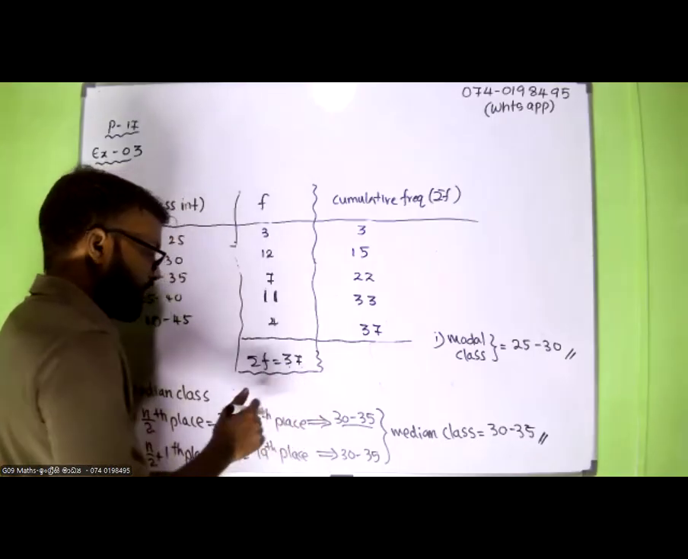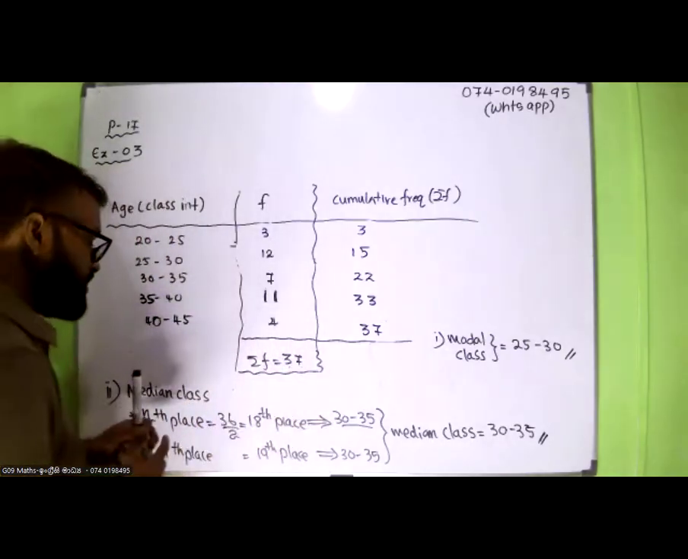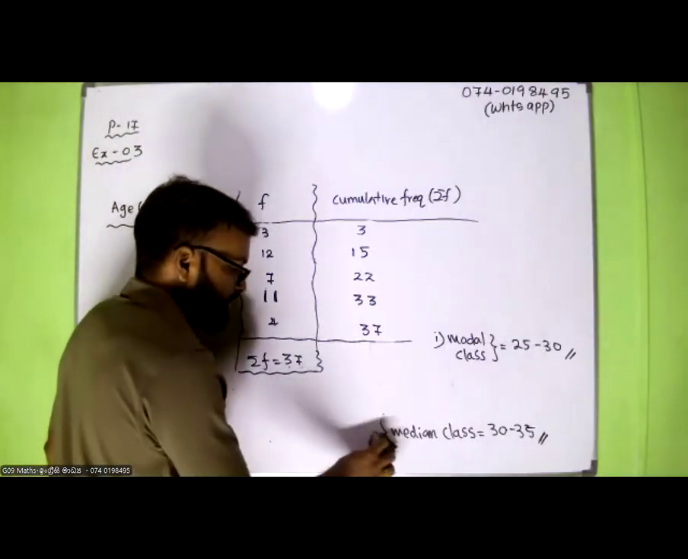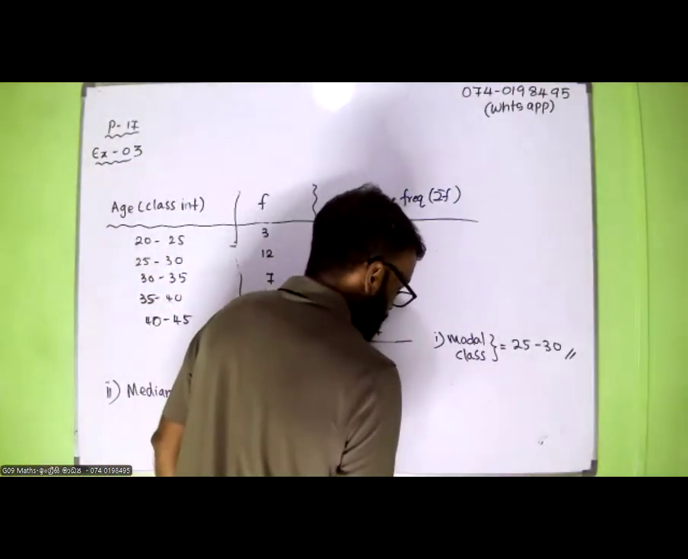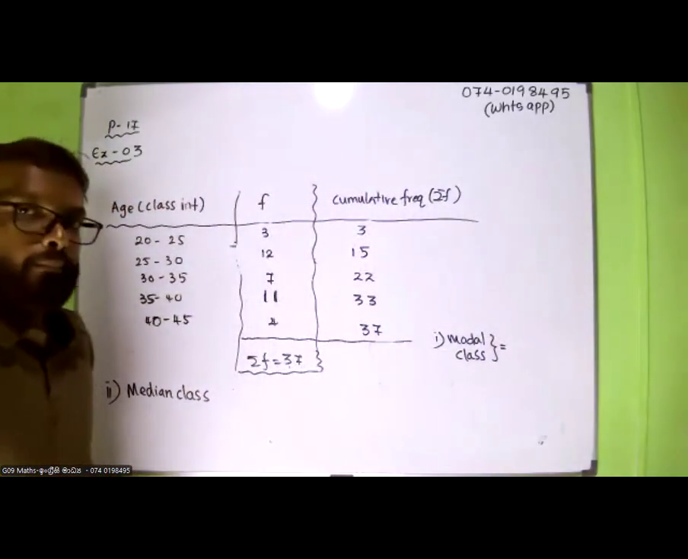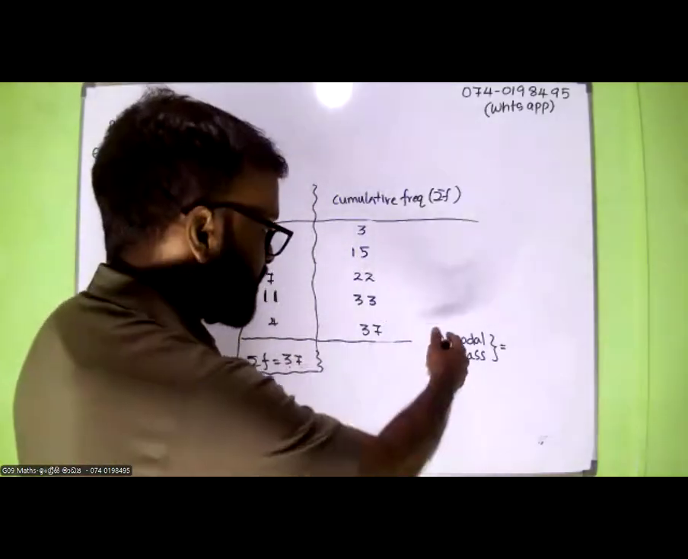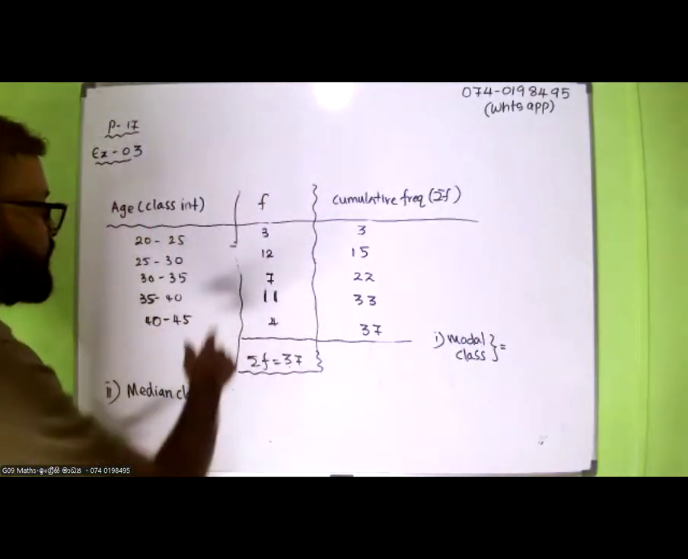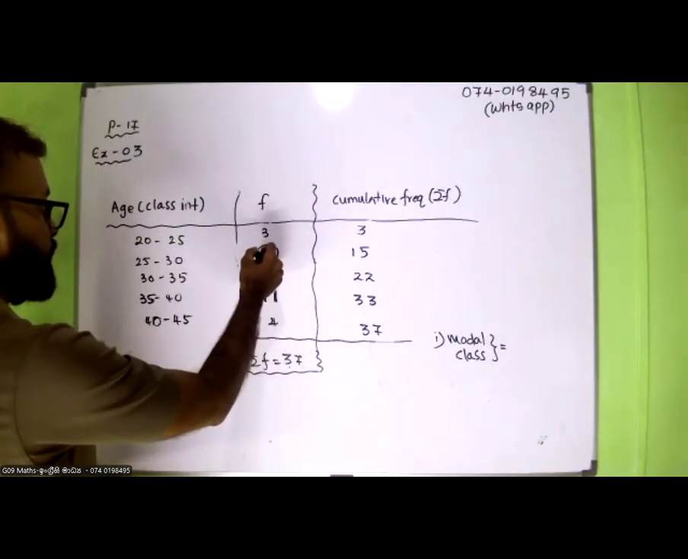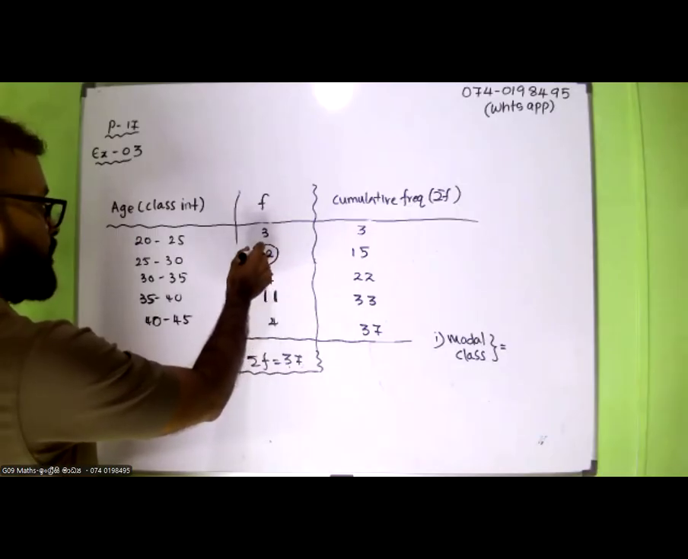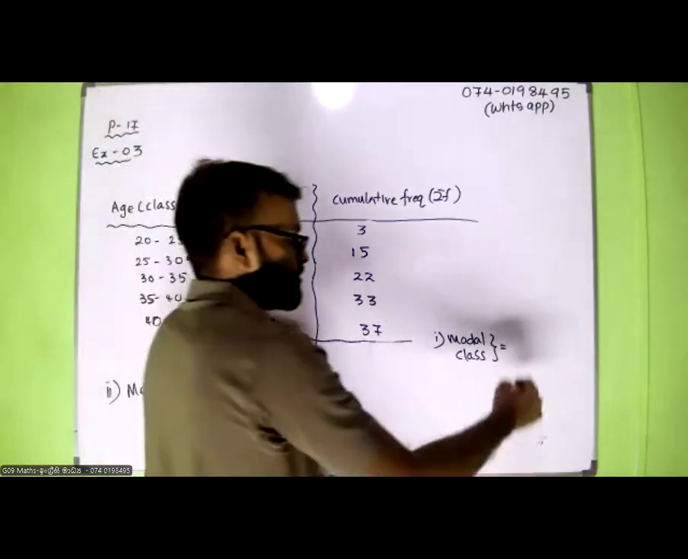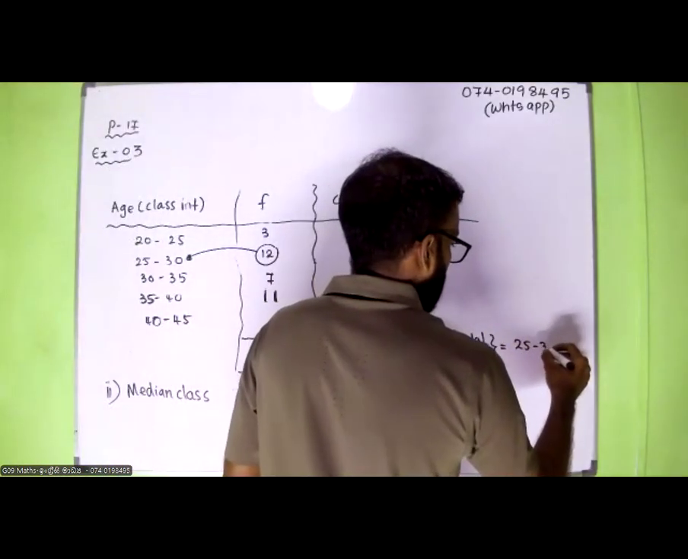Sigma f is 37. That is, the number of data is equal to 37. 37 is an odd number, very easy. So first let us find the modal class. What is the maximum frequency? Highest frequency is 12. The corresponding class interval is 25 to 30. So the modal class is 25 to 30.